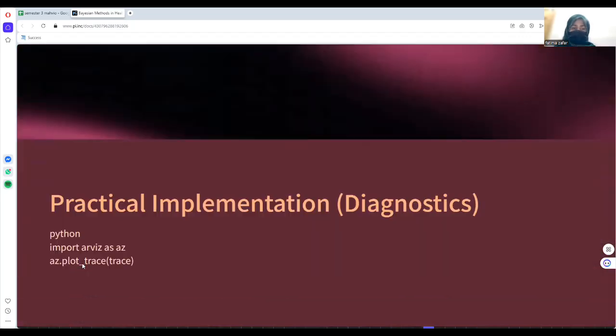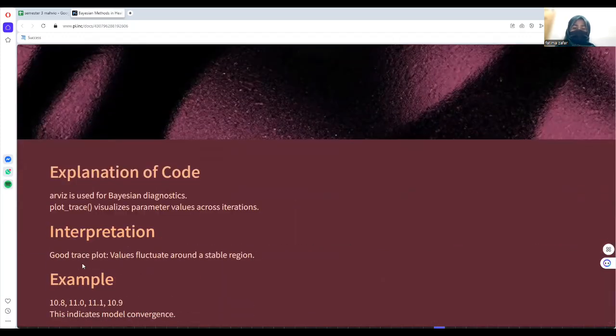After that, we have an implementation where we import some libraries. First of all, ArviZ is used for Bayesian diagnostics. So plot_trace visualizes the parameters across the iterations. In the trace plot, values fluctuate around a stable region, like 10.8, 11.0, 11.1, 10.9. This indicates model convergence.